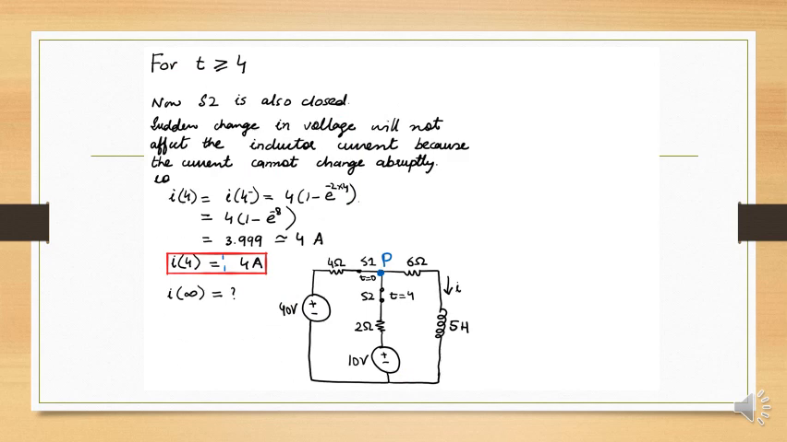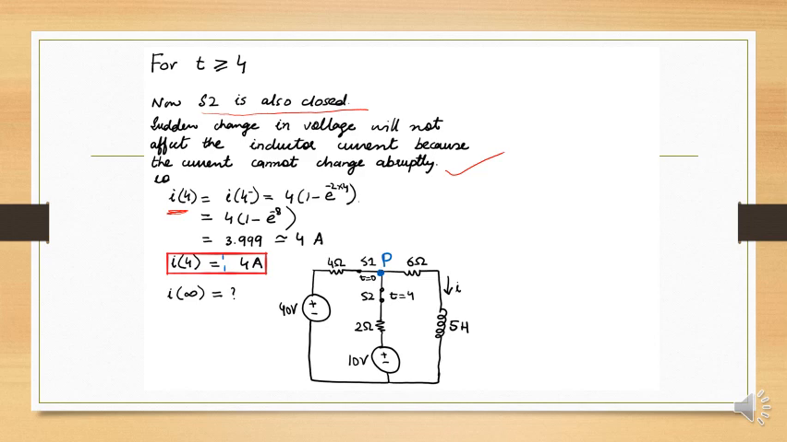Now for the third case, for t greater than or equal to 4, S1 is closed and S2 is also closed. A sudden change in voltage will not affect the inductor current because the current cannot change abruptly. So, as we found out previously for I of 0, similarly we are going to find out I of 4 initially.